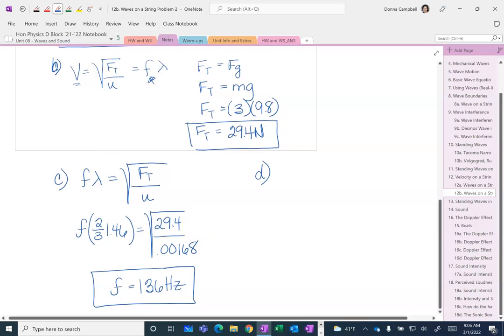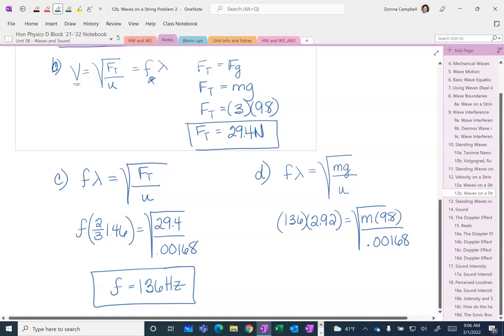So D, we want to do frequency times wavelength is equal to the square root of mg over u, because the force of tension is equal to mg. The frequency is 136. The wavelength is 2.92. We just did that above. Mass is what we're looking for. We are on Earth, so it's 9.8, and the u is 0.00168. Do some math, and 27.0 kilograms is equal to the mass of the rock required to give us the first harmonic.